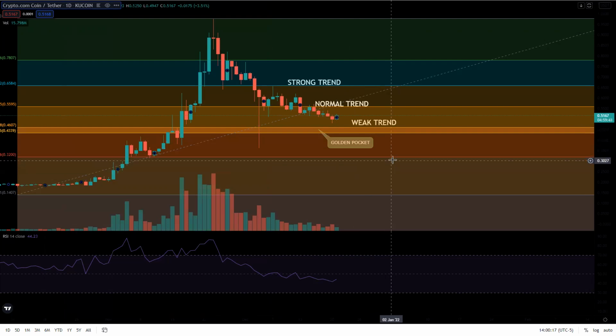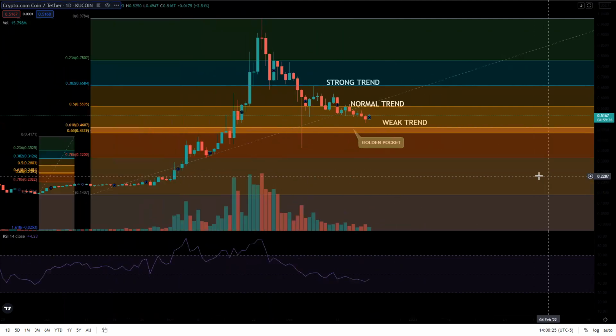If we head down to 32 cents, we could head down to 20, 25, all the way down to 14. Because that's the bottom of this giga bull run.